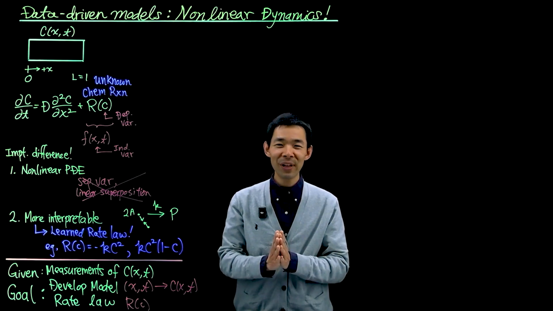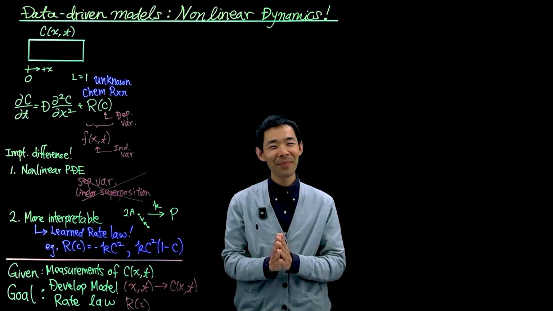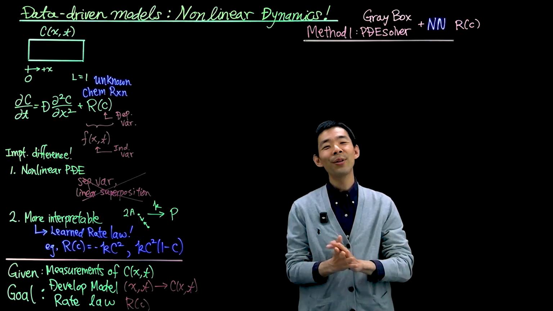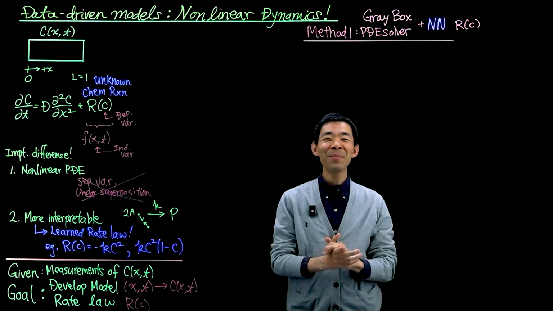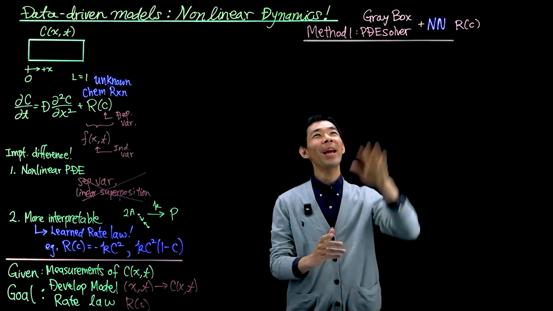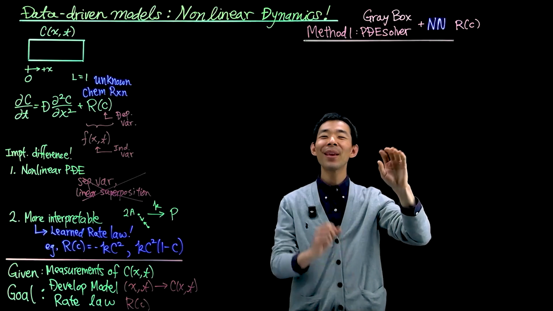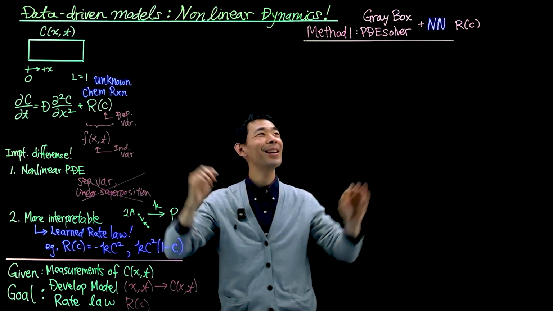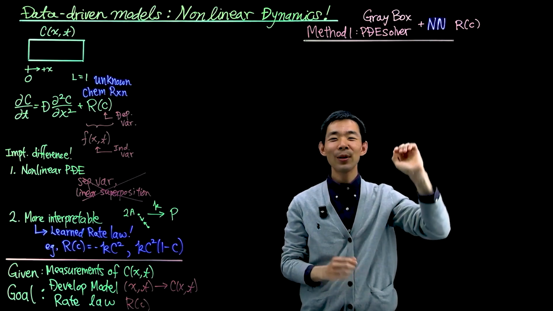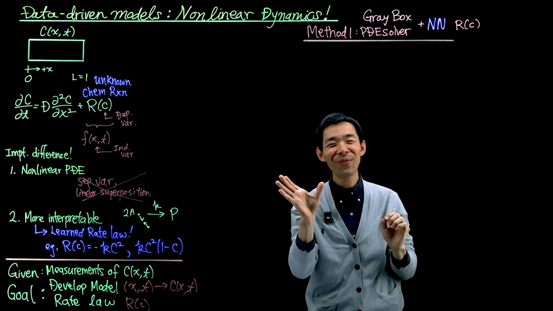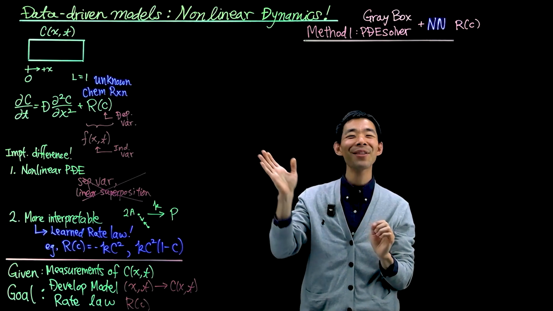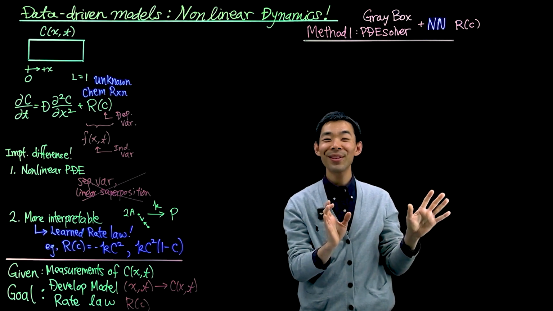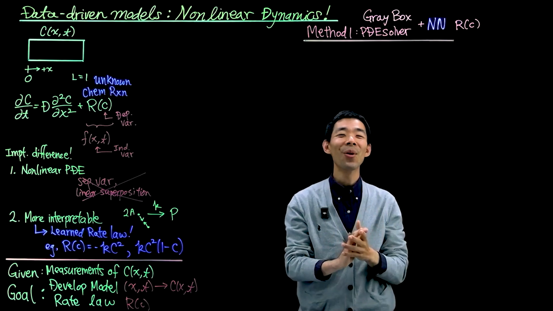So there's a couple of different methods that one can take. Let's talk about the first one. The first method I'll introduce today is what I'm going to call the gray box model, where we have some kind of PDE solver and we model the unknown chemical reaction using a neural network. So it's a combination of some known physics based on a diffusion reaction equation, plus we're going to take the term we don't know, which is the rate law, and model that with a neural network.